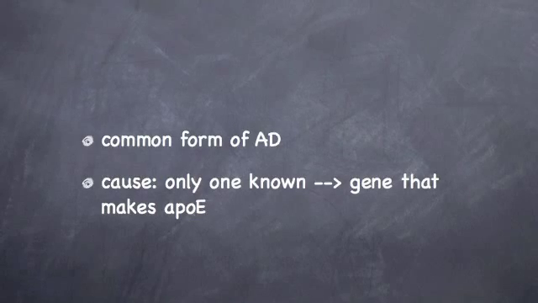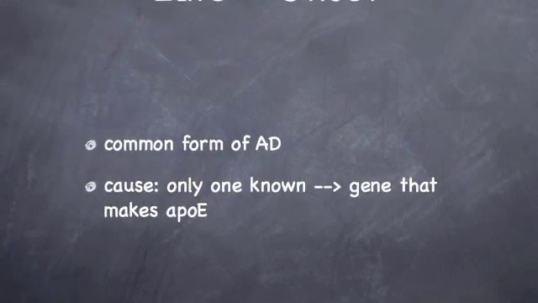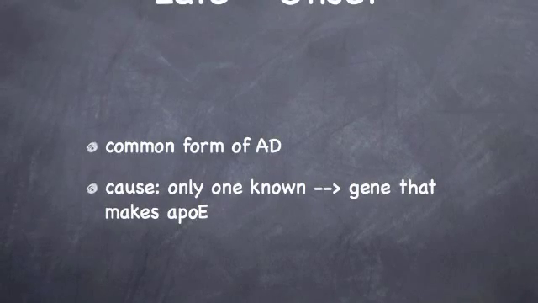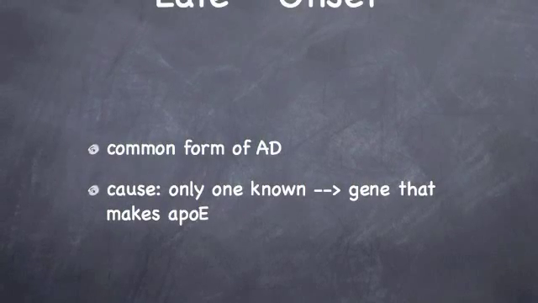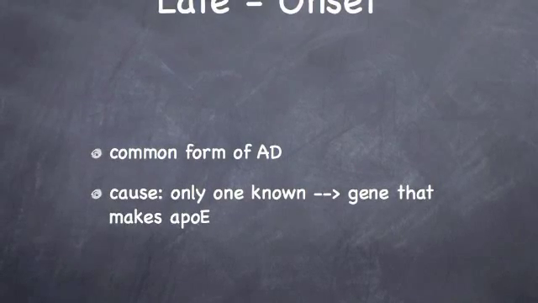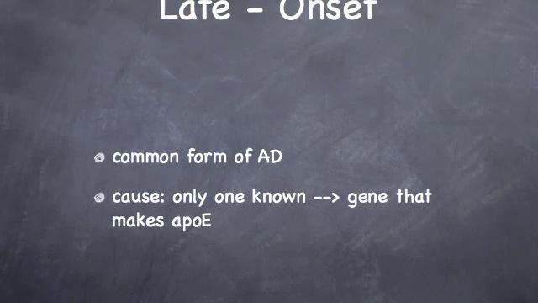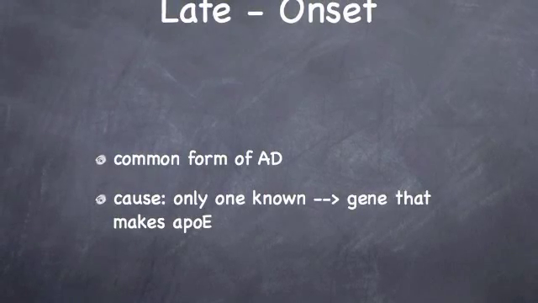Last but not least, the one remaining type of AD, late onset. Late onset is the most common form of AD. It develops in people after the age of 60. There is only one known cause for this variation of AD, a gene that makes APOE. I'll talk more about this in the later part of my presentation. Let's proceed to the next slide.